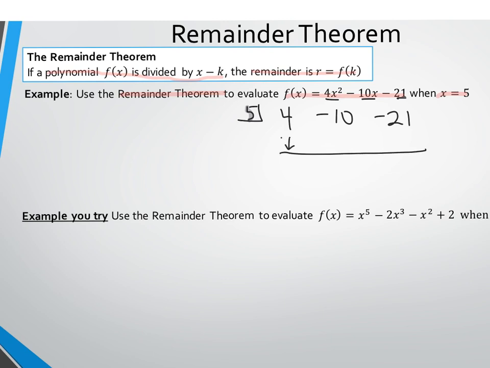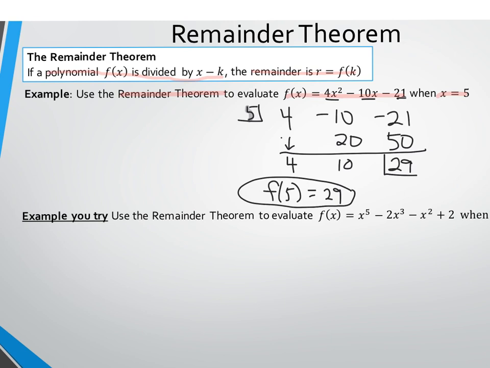So we'll drop down the 4. 4 times 5 is 20. Negative 10 plus 20 is 10. 10 times 5 is 50. And then 50 minus 21 is 29. Okay. And guess what? That means our function evaluated at 5 is 29.